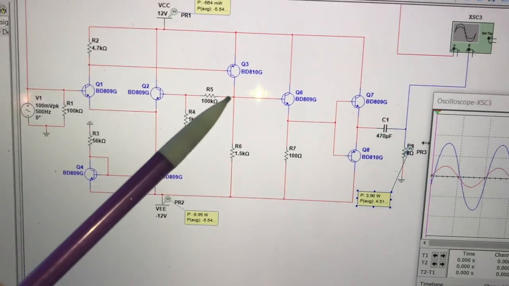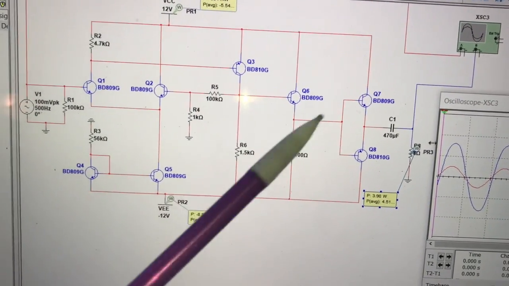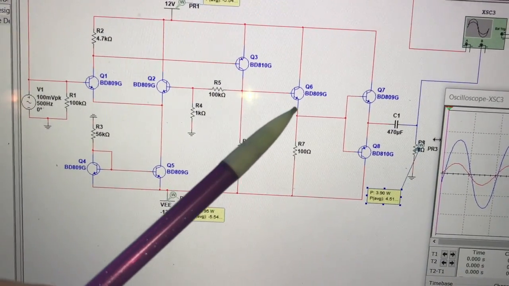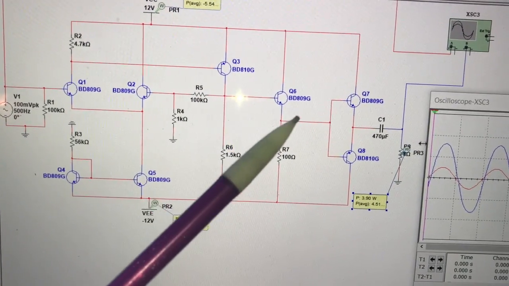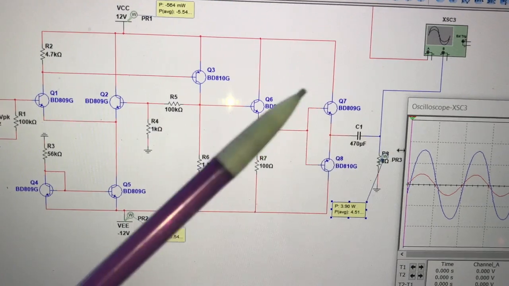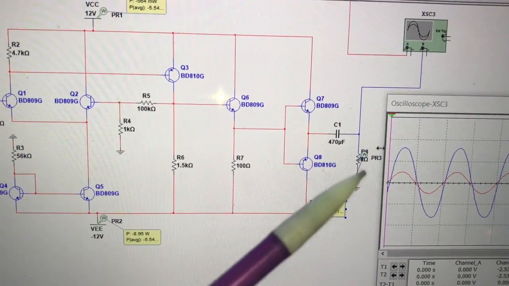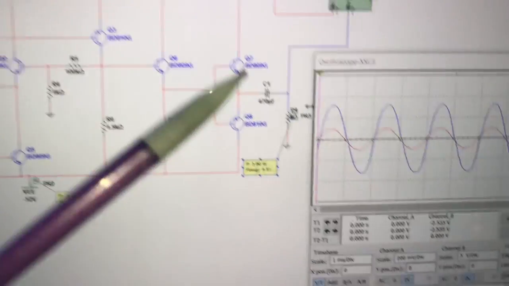From that PNP transistor, we have an input buffer, or in this case an output buffer, made with an NPN BJT. That's so we can take a high impedance output and change it into low impedance to make it easier to attach an output stage onto it, which is a Class B output stage. And then here is our 8 ohm load, which is our speaker load.